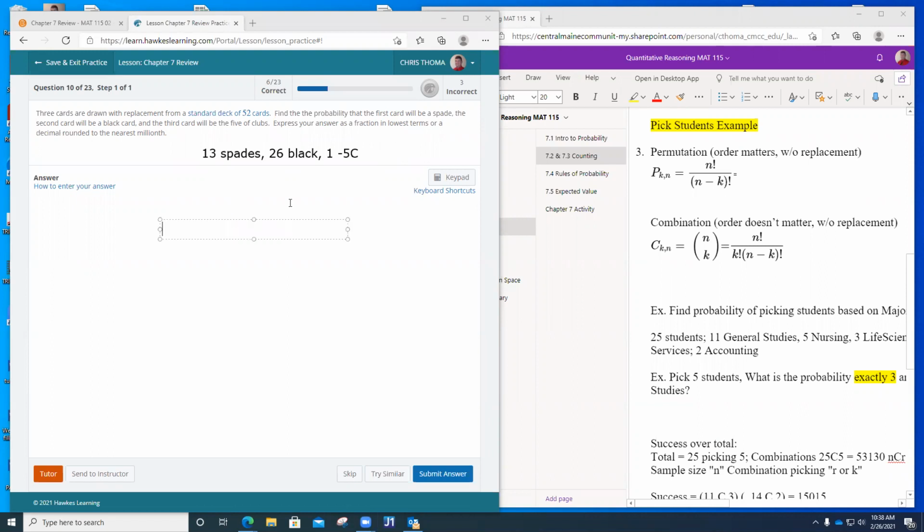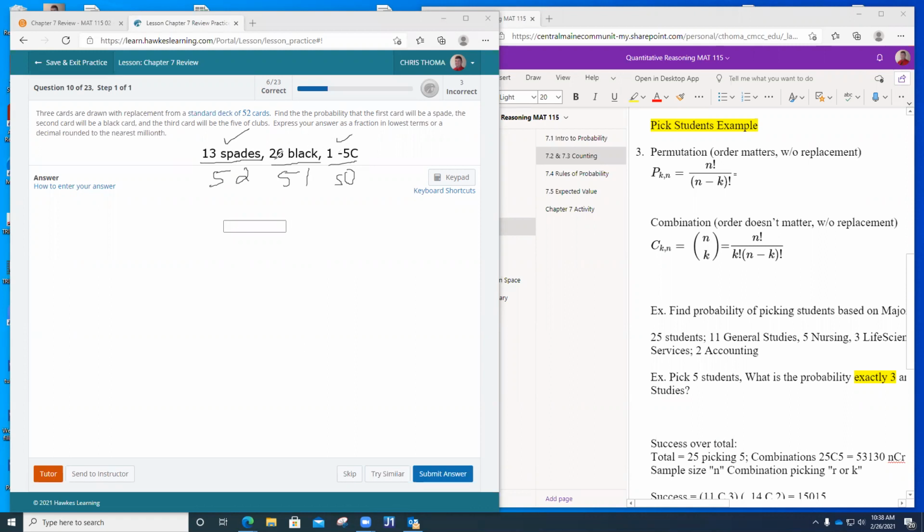So first we get a spade, right? So there's 13 out of 52. So my first card is 13 over 52. However, we have taken a card out, so now I only have 51 cards. And I've taken out another card, and again, I only have 50 cards. So this one's easy, he's 1 over 50. 13 over 52 is done.